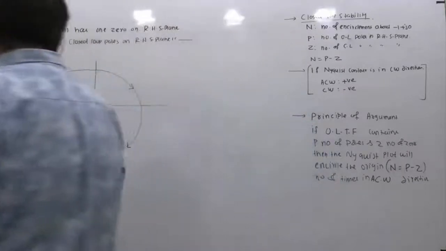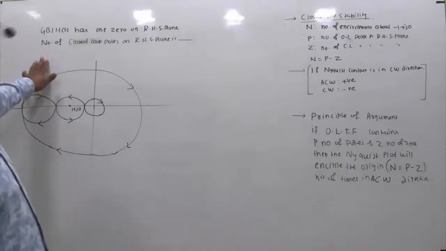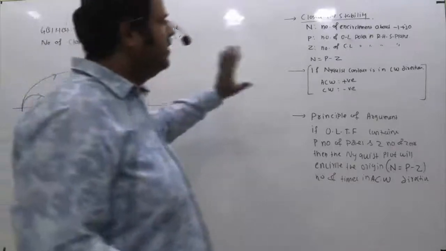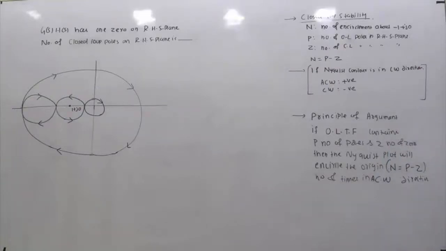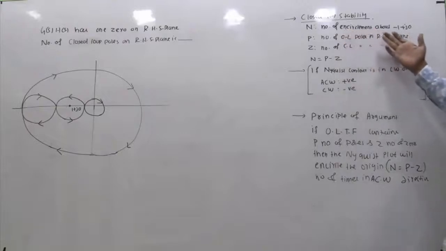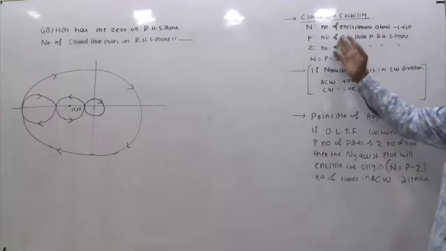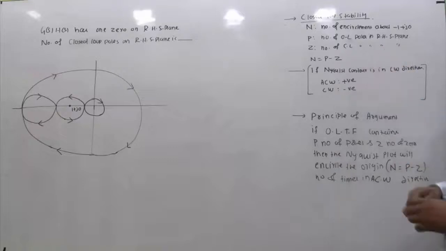So it's a very good question actually. What is given is that G(s)H(s), the open loop transfer function, has 1 zero on the right half of the S plane, and we are supposed to find the number of closed loop poles on the right half of the S plane. For your reference, I have written the closed loop stability criteria. If N is the number of encirclements about the critical point minus 1 plus j0, P is the number of open loop poles in the right half of the S plane, and Z is the number of closed loop poles in the right half of the S plane, then N equals P minus Z.